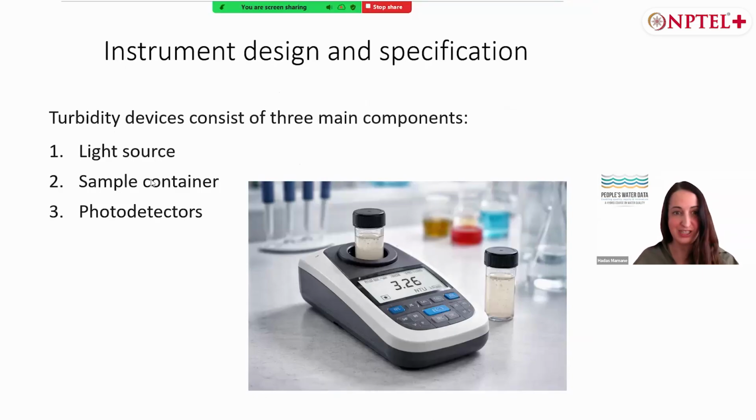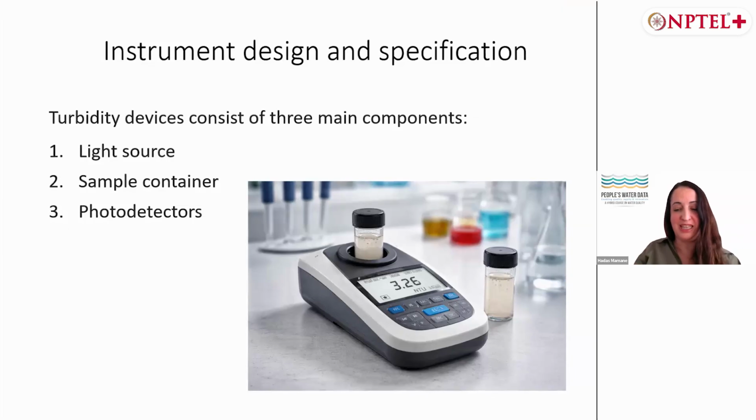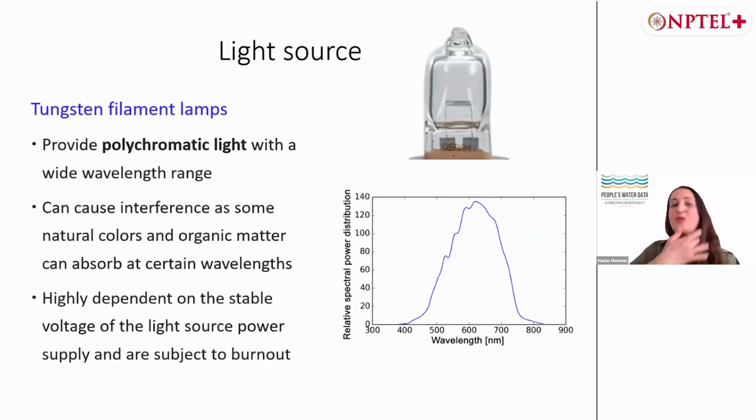One of them is the light source, the other one is the sample container, and the third one is the photodetector. So all turbidity units must have all these three components within them. So let's start to look at the light source.